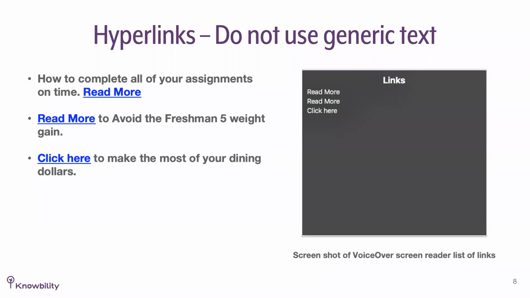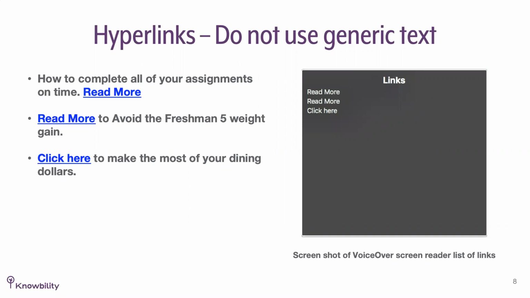So in this case, I'm showing a screenshot of the VoiceOver screen reader. The VoiceOver screen reader, if you have a Mac, you get that with the Mac on OS X. And it has a very good tutorial for how to use it. But you can pull up a list of links, and a user would go through those links and then pick which one they want to navigate to. But as you can see here, a read more, click here doesn't really give them much information.